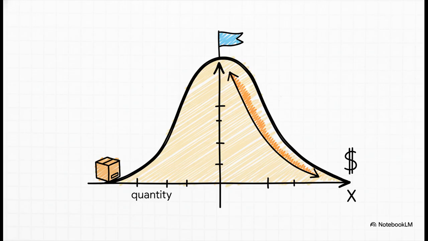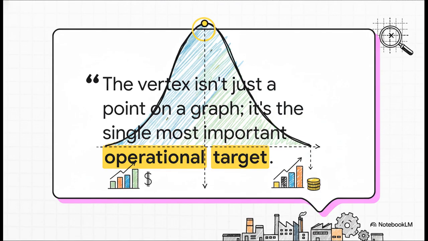That peak, that highest point on the curve, has a special name. It's the vertex, and that's our bullseye. I want you to think about it like this. All of this math we've been doing, it all boils down to finding the coordinates of this one single point. The x-coordinate of that vertex is going to tell us exactly how many units to make, and the y-coordinate is going to tell us what our maximum possible profit will be. Our whole job is to find that point and steer the company right to it.